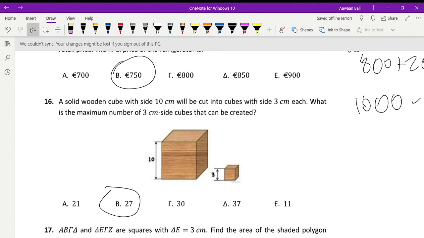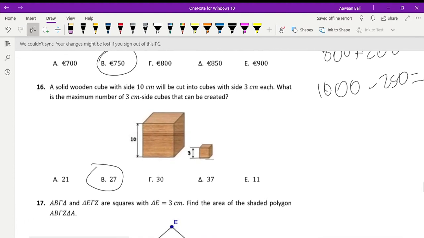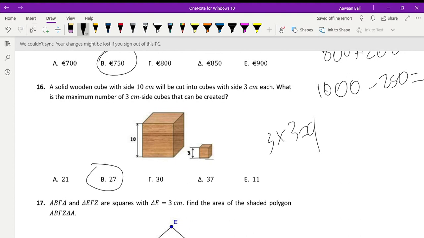Now, a solid wooden cube with side 10 centimeters will be cut into cubes with side 3 centimeters each. What is the maximum number of 3 centimeter side cubes that can be created? Okay, so if there are 3 centimeter side cubes, basically what we can do is take the nearest multiple of 3 to 10. 3 times 3 is 9, which means there's 3 cubes that can be cut from the edge of the cube. So like this.